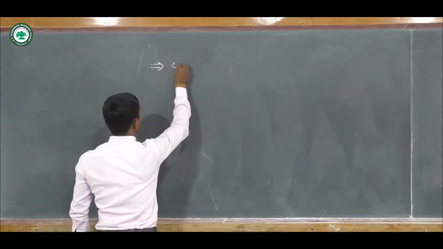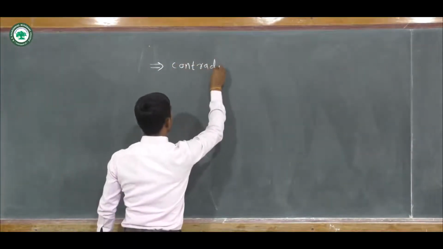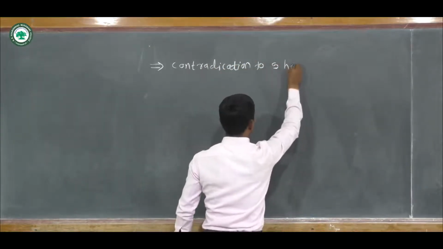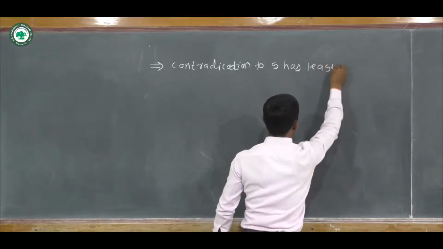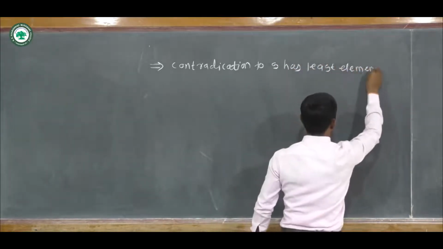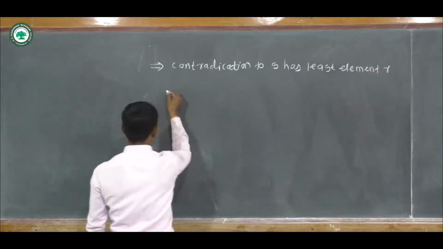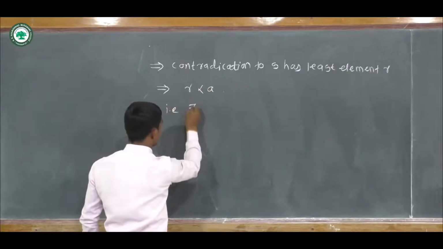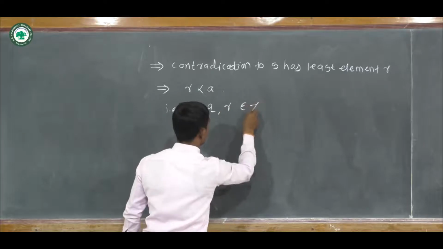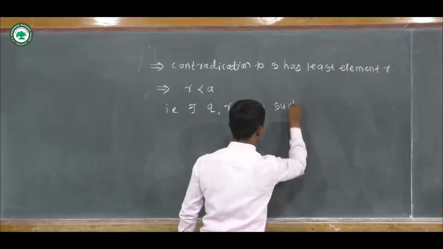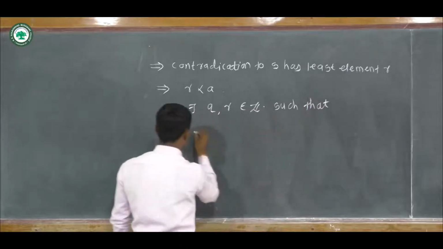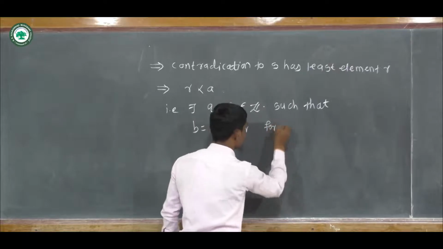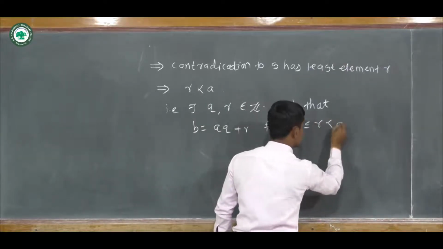This implies a contradiction to S has least element r. So this implies r is less than a, that is, there exist q and r belonging to Z such that b is equal to aq plus r for 0 less than or equal to r less than a.